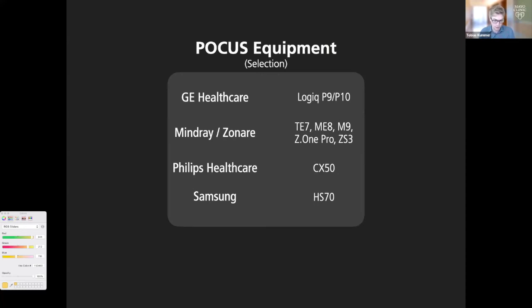There's probably more out there, and I apologize to anybody who has a product that I didn't mention, but just look at your favorite manufacturer, talk to them, and they would probably be able to give you a demo. But this is just a selection of machines that support contrast imaging at the bedside.